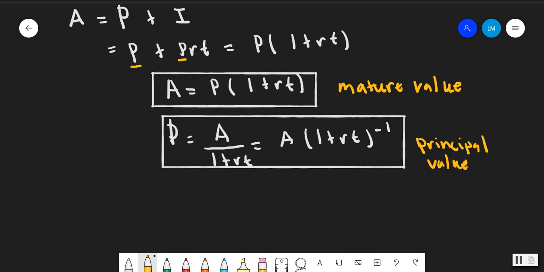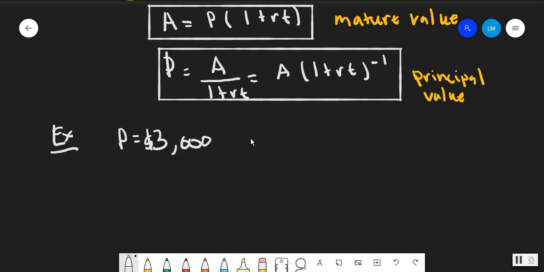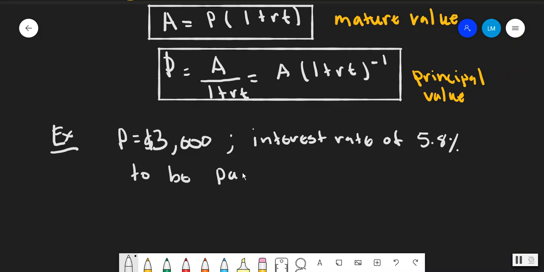Okay, now let's look at an example where we use our formulas. Let's say that the principal amount is equal to 3,000, at an interest rate of 5.8%, and this is going to be paid back in 100 days.